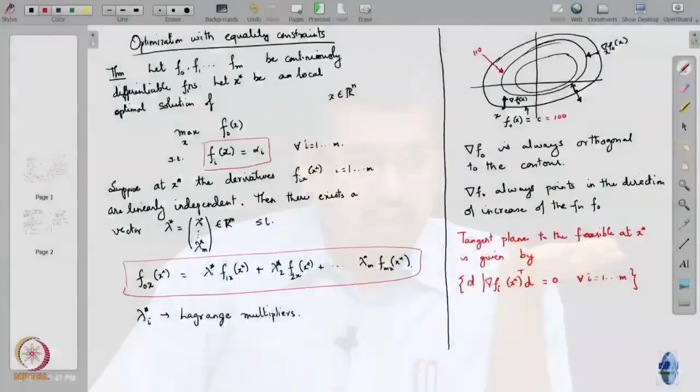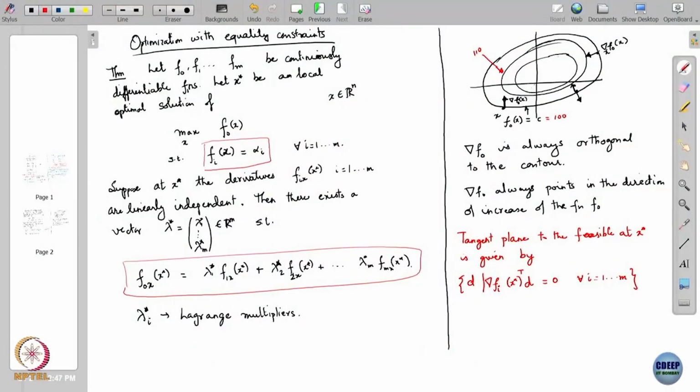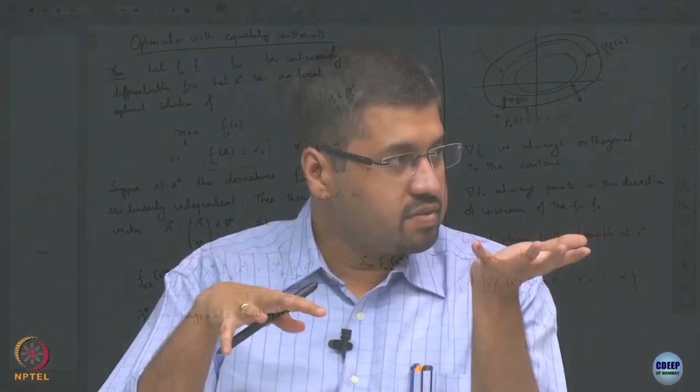Now, if the gradient of f0 lied in that tangent direction, then what would that mean? What it would mean is that you could increase your function while also gently going along the tangent to your surfaces. Means there was scope for you to be on the surface and at the same time increase the function further.